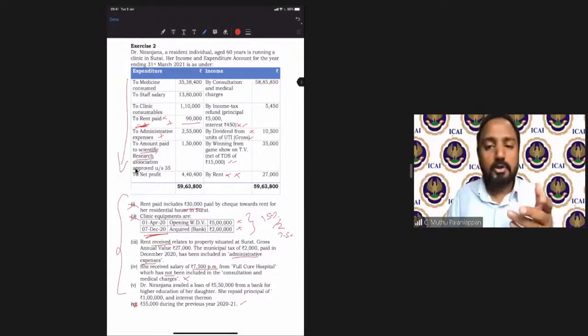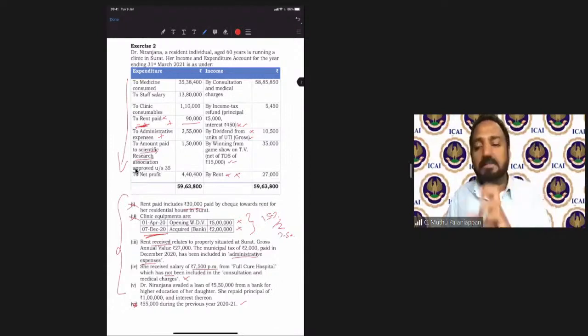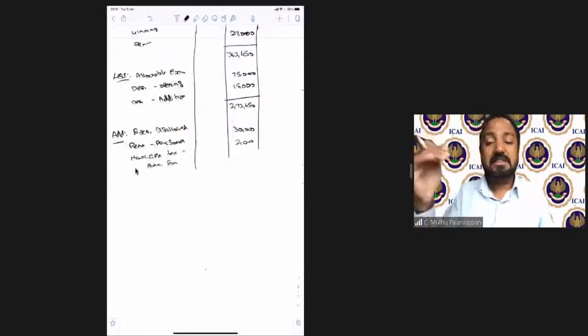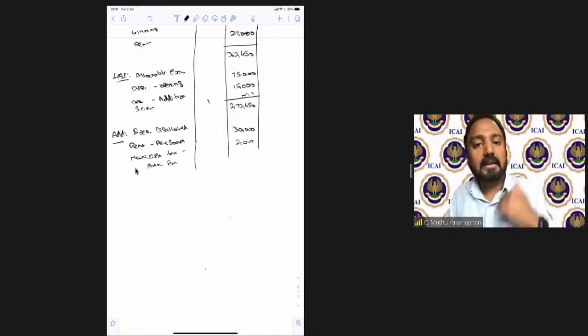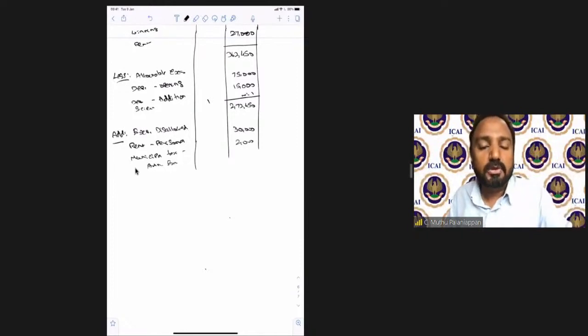So what typically we have to do is state the scientific research somewhere. Scientific research is an allowable expenditure, right? So probably in a place like here, I give scientific research, give a note and say nil. So in note 1, I'll be able to explain that this pertains to scientific research expenditure, whereby an assessee is eligible for 100% deduction on that expenditure.